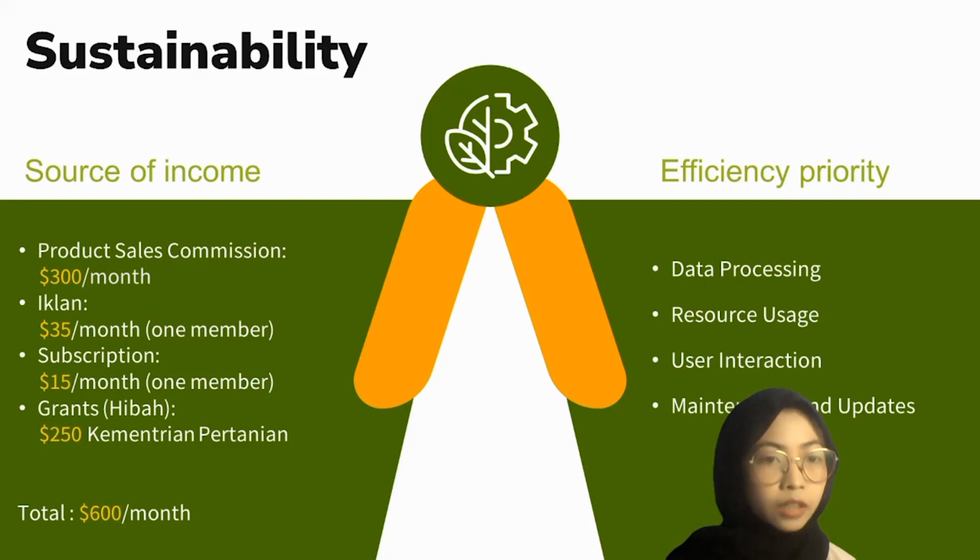Our application can continue to be sustainable by utilizing sources of income that can be obtained from several aspects, including product sales commission, advertisement, subscription, and grants from the Ministry of Agriculture. And our efficiency priority focuses on 4 areas, namely data processing, resource usage, user interaction, maintenance, and update.